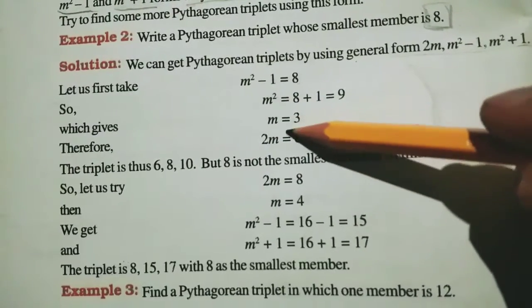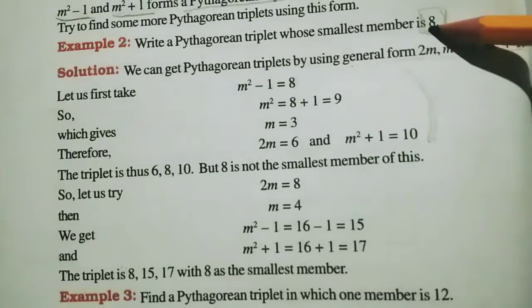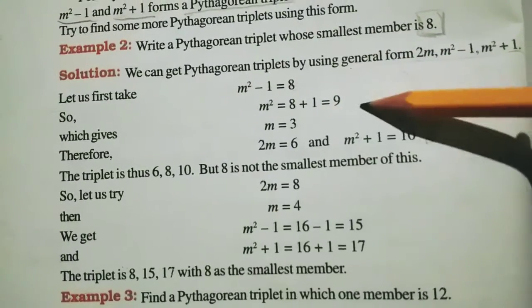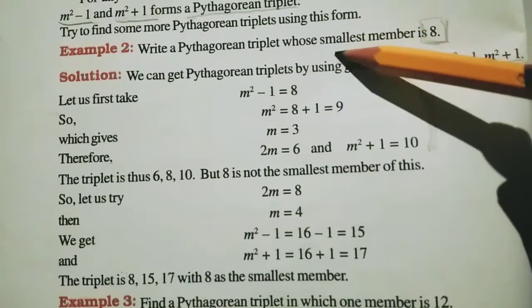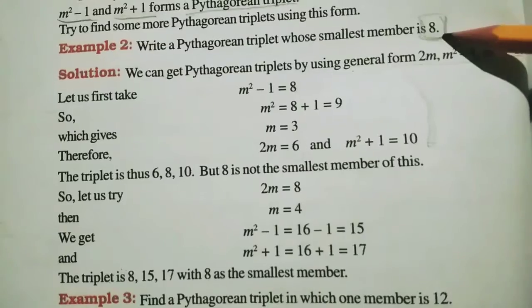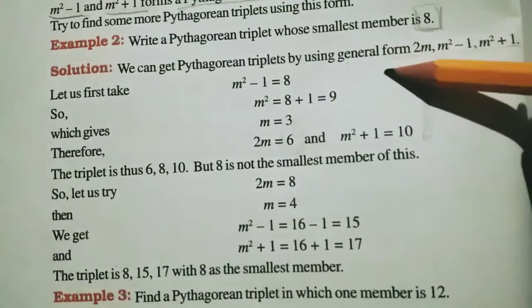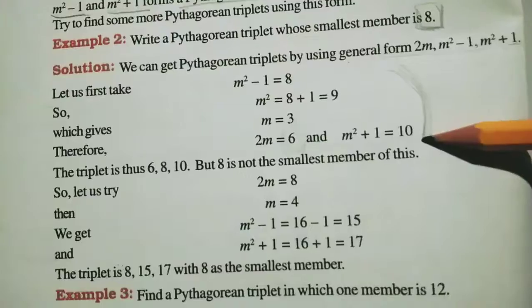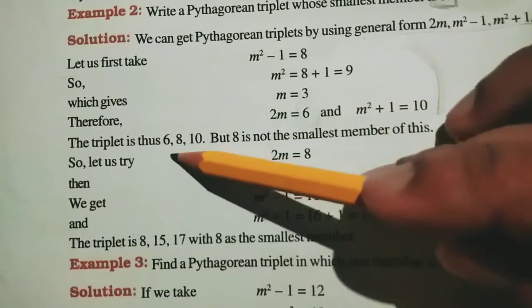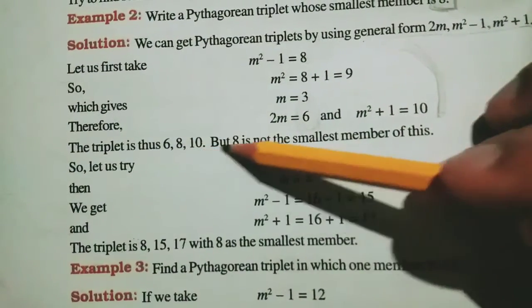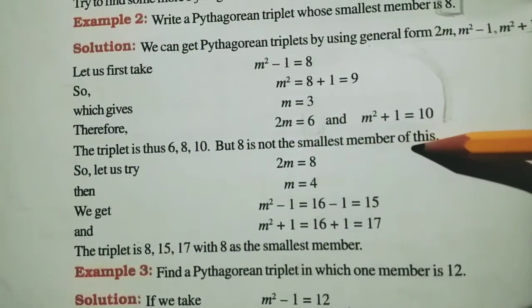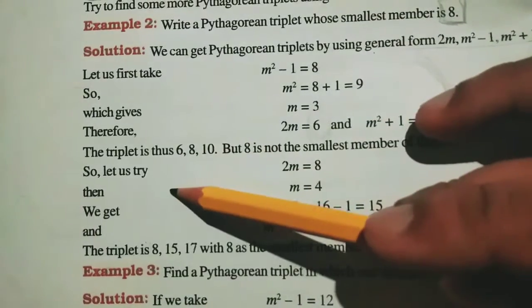So we are getting one number here which is smaller than 8. That is not possible, because in the question it is already given that the smallest number is 8. So 6 cannot be the smallest number, and this trial has failed. The triplet here is 6, 8, 10, but 8 is not the smallest member of it. So we'll try another way.